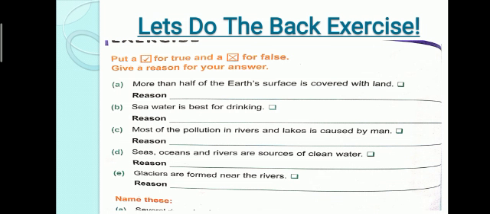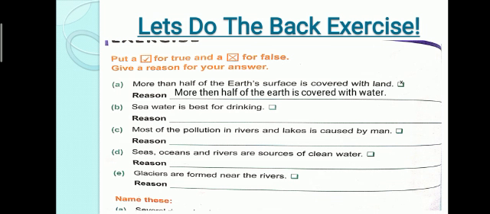Number one, more than half of the Earth's surface is covered with land. They are saying that more than half of the Earth's surface is covered with land. So you tell me, is it true or false? Yes, it is false. And the reason behind this? More than half of the earth is covered with water. They are saying it is land, but it is water.